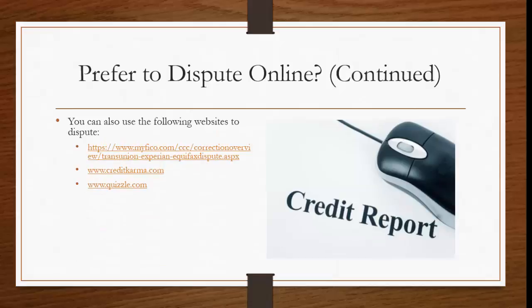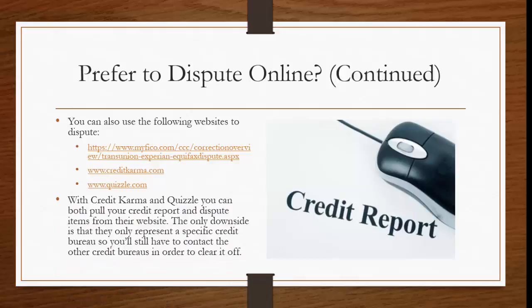You can also use the following websites to dispute. You can go on to myfico.com, creditkarma.com, and quizzle.com. With Credit Karma and Quizzle, you can both pull your credit report and dispute items from their website. The only downside is that they only represent a specific credit bureau, so you'll have to contact the other credit bureaus in order to clear it off.